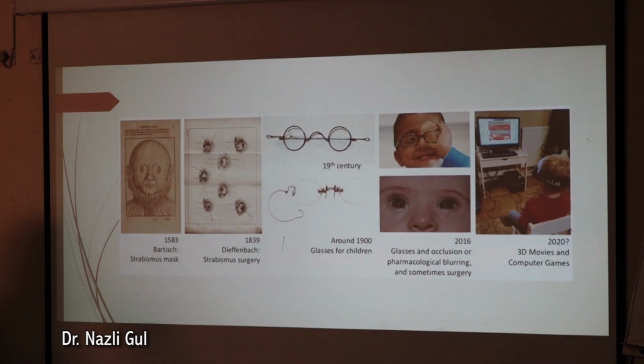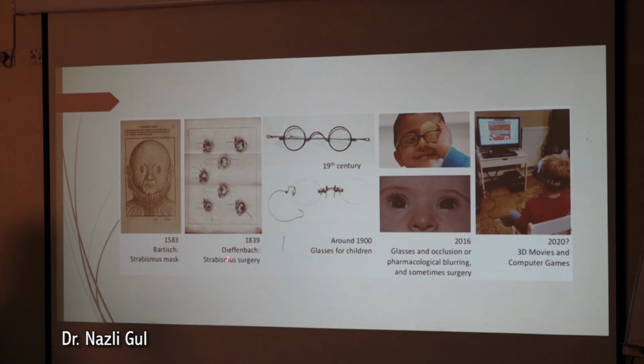This is a pictorial presentation. In 1583, Bartisch did the first conservative approach to strabismus management. Then Dieffenbach, in 1835, reported the first strabismus surgery. At the end of the 19th century, glasses came for children. After that, glasses, occlusion, pharmacological blurring of vision, and sometimes surgery were done for amblyopia. And now this is the era of 3D movies and computer games, that is, dichoptic.